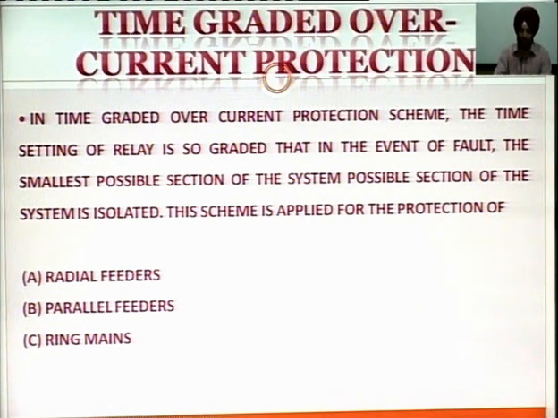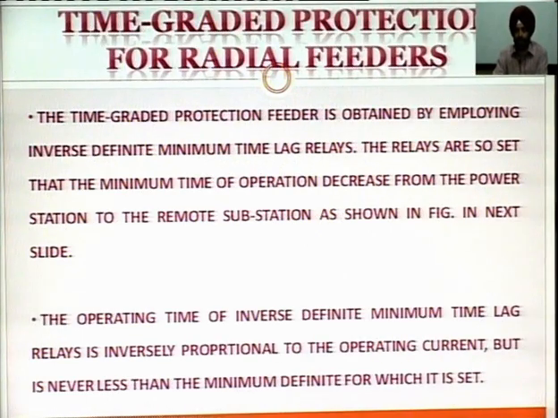fault. So this system is used for radial feeders, then this is used for parallel feeders, and this is used for ring mains. So then we have time graded protection for radial feeders. Now how we can choose this system? Time graded protection.